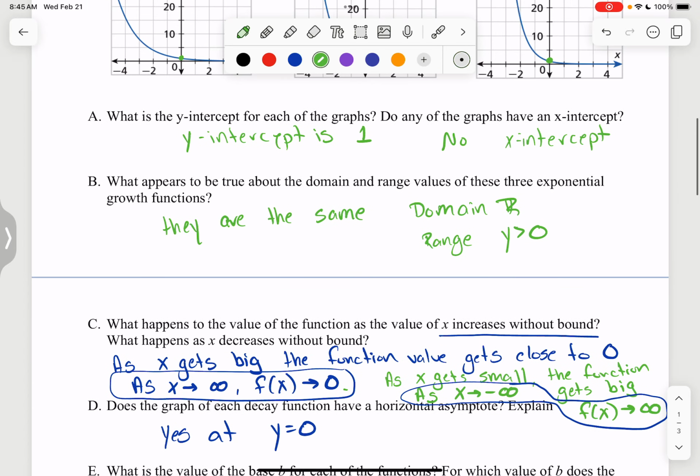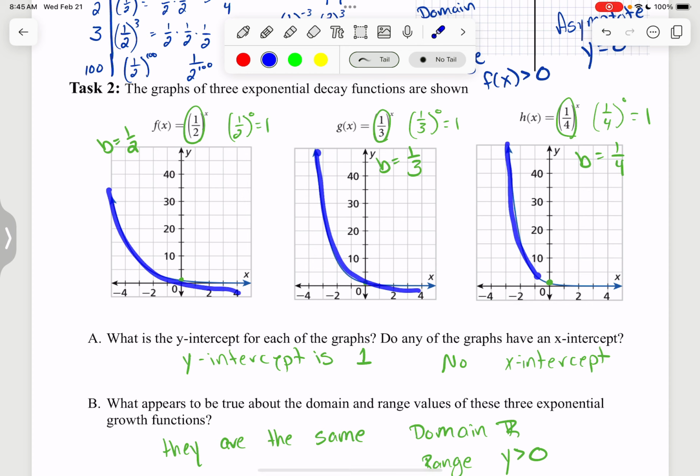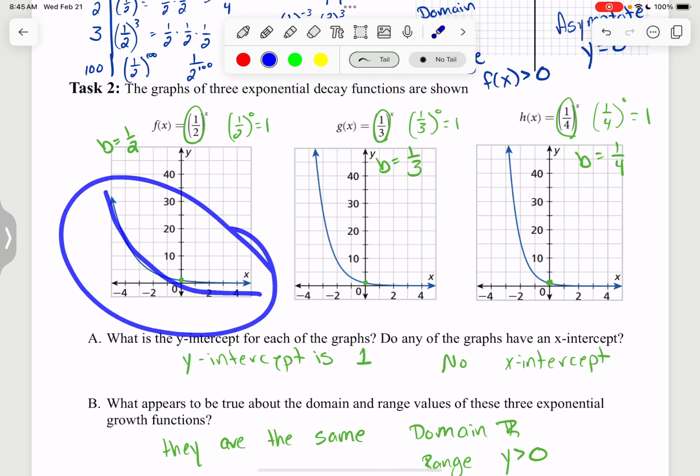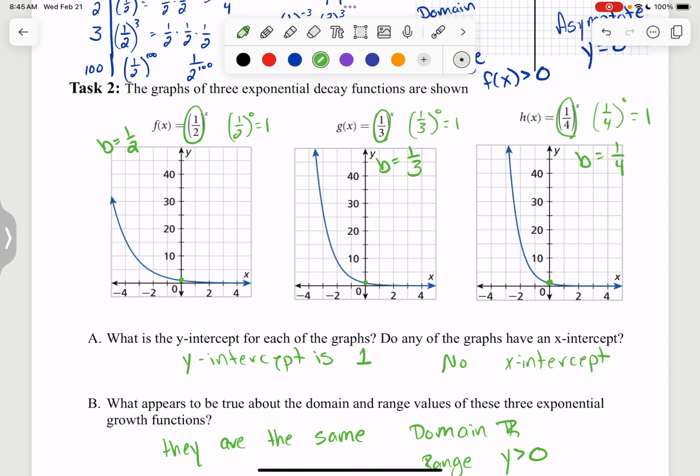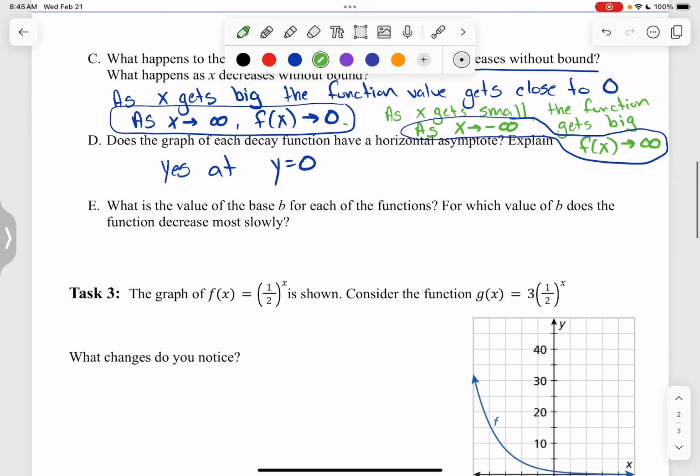Which one of these decreases most slowly? Which one goes down the slowest? If we look at how steep these curves are, this one is least steep. It goes down very gradually, so that would be the base of 1/2. As the base gets bigger, because 1/2 is bigger than 1/3 and 1/4, the decay gets slower. So b equals 1/2 decreases the slowest.